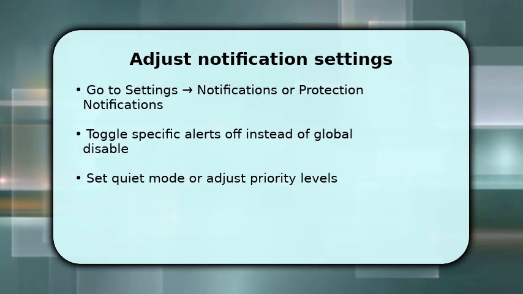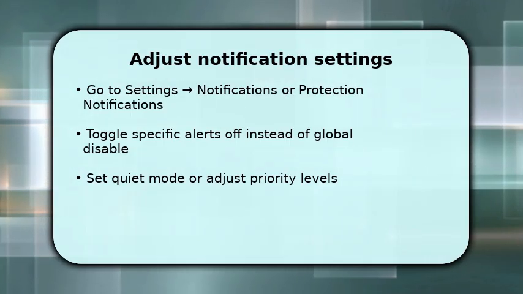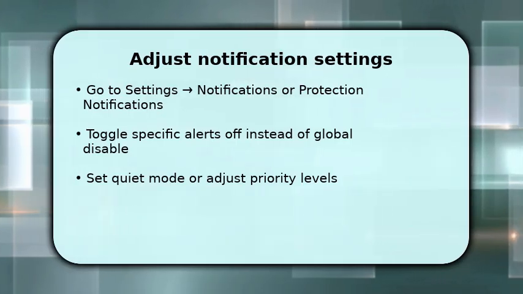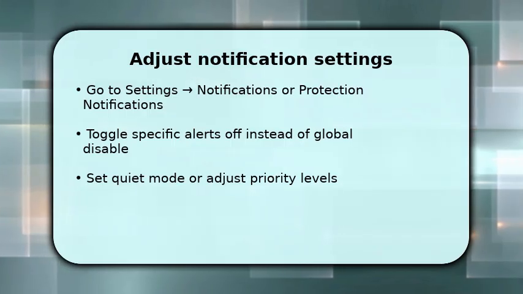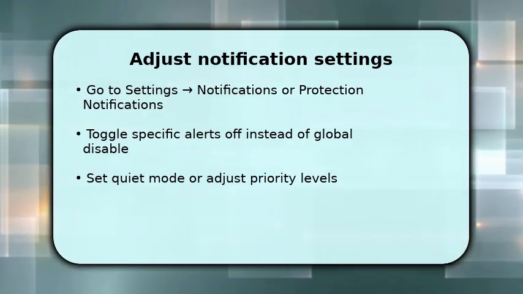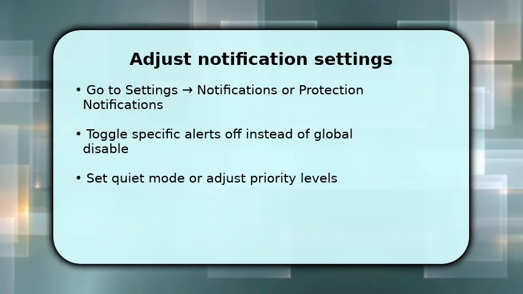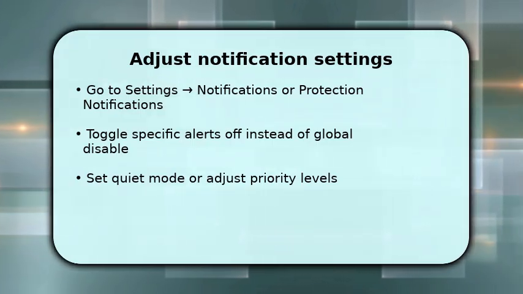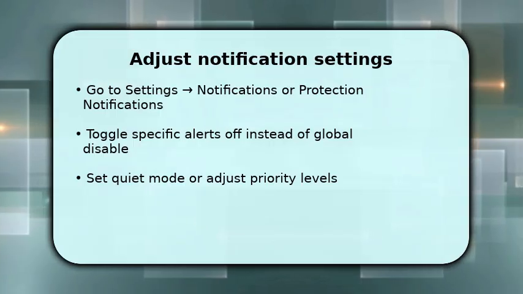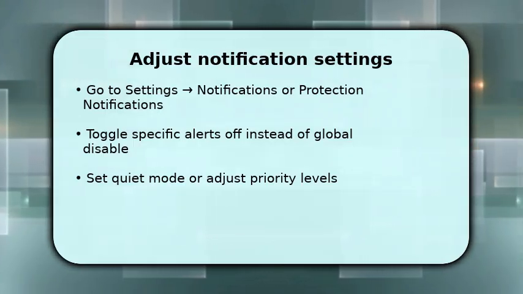You should toggle off the exact alerts you don't want, for example update prompts or promotional messages, rather than a blanket disable, because selective toggling keeps important security warnings active. Once done, consider enabling quiet mode or lowering priority levels to suppress pop-ups during presentations or gaming. Make sure to apply or save changes so the new preferences persist after a restart.